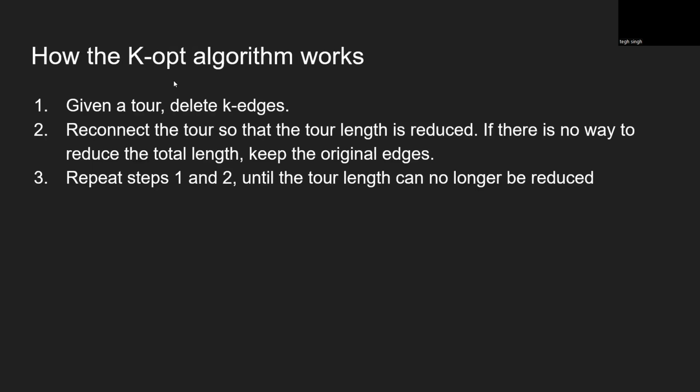So how the k-opt algorithm works: we have a tour, we delete k edges. We reconnect the tour so that the length is reduced. If there's no way to reduce the total length, we keep the original edges and we repeat steps 1 and 2 until the tour length can no longer be reduced.